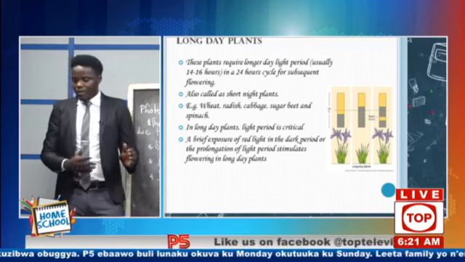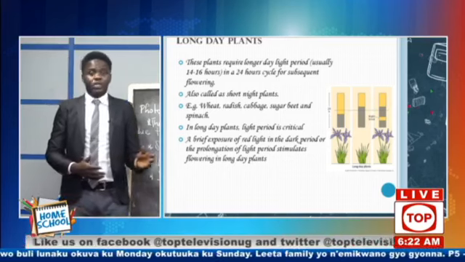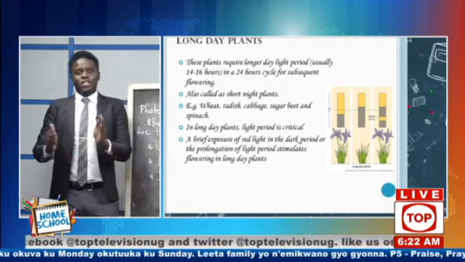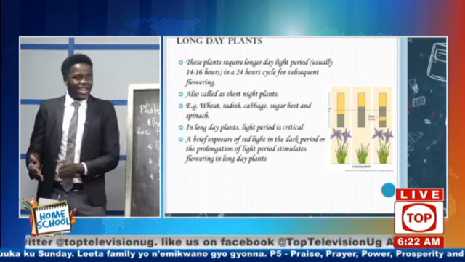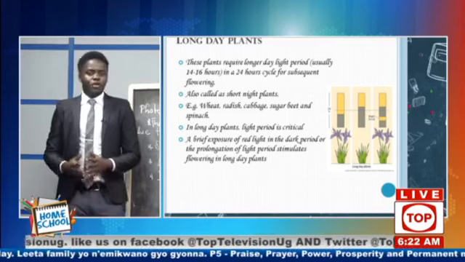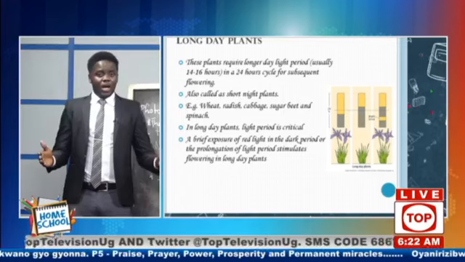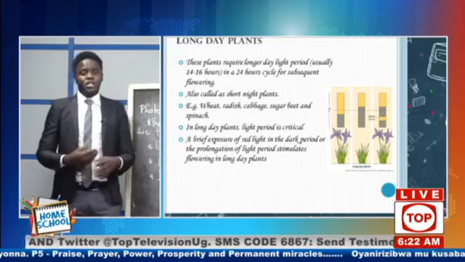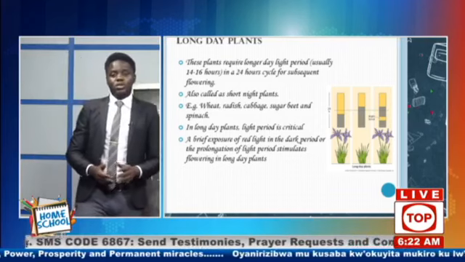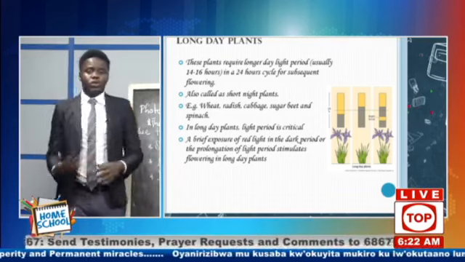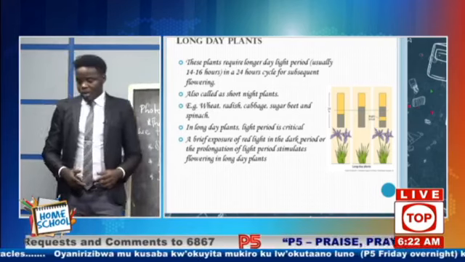So we are saying that a brief exposure of red light in the dark period or the prolongation of light stimulates flowering. In other words, if you expose these plants to increased periods of light, and this light should be particularly red light, they are going to be able to flower. And this knowledge is used a lot in our gardening today. Florists use a lot of this knowledge to be able to produce flowers throughout the year. They manipulate what period of time they provide for their plants.